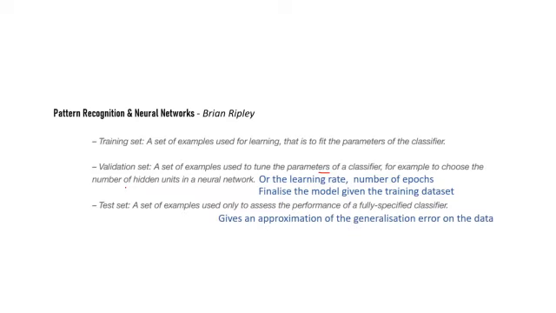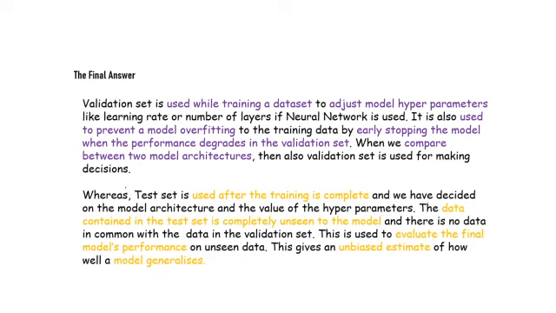So the validation set is used to test your model while training, and the test set is used to test your model when the training is complete. So the final answer would look like this: the validation set is used while training to adjust model hyperparameters like learning rate or number of layers if a neural network is used. It is also used to prevent a model overfitting to the training data by early stopping the model when the performance degrades on the validation set.